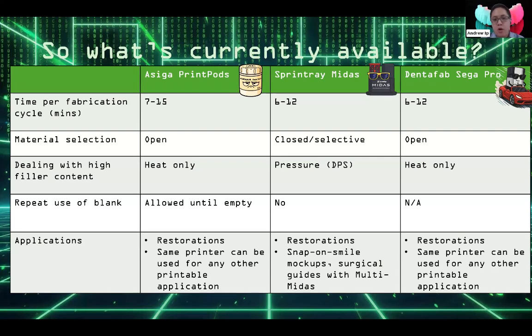Sega and Dentafab are both open systems, so you can more or less use whatever resins you want. Whereas with SprintRay, you're kind of locked in to what they choose, what they feel is suitable to print on the Midas. So it's basically a closed or selected library. Print pods and the Dentafab Sega will use heat, whereas Midas is very unique.